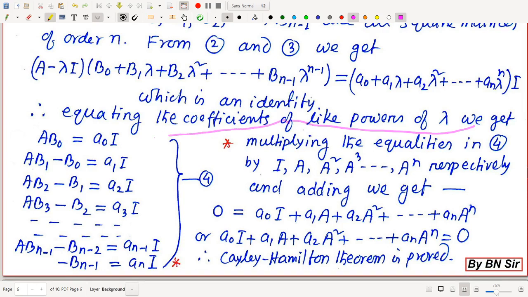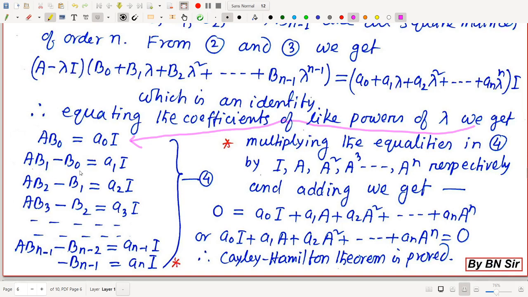From this line, we come here. Okay, here the term without lambda is A into B0, and here the term without lambda is A0 into I. See, A into B0 equal to A0 into I. Then with lambda, what do we get? A into B1 as the coefficient of lambda, and there is also minus lambda I into B0, meaning I into B0 is B0, I being the unit matrix, so it will be A B1 minus B0.